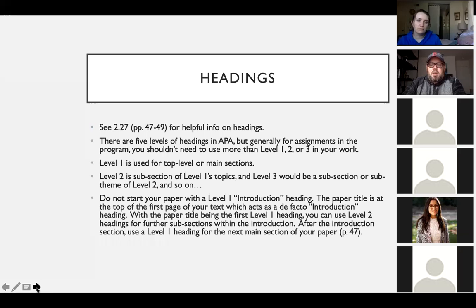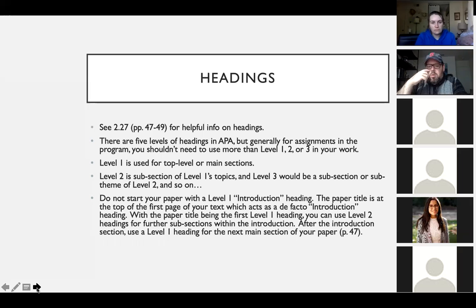In terms of headings, the paper that I sent you via the link has examples of some different headings. There are 5 levels of headings in APA, but generally for assignments in the program, you shouldn't need more than levels 1, 2, or 3 for your work. Level 1 is used for that top level main section. It is the centered, bolded headings that might be used. Level 2 is meant to be subsections of level 1's topics. And level 3 would be a subsection or a sub-theme of level 2 headings, and so on and so forth.